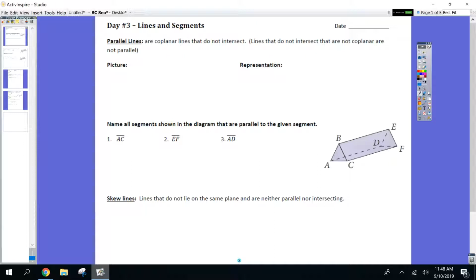Now, how do I relate it to geometry? We put these parallel lines on planes. So if you could, from yesterday, make your cube for me.